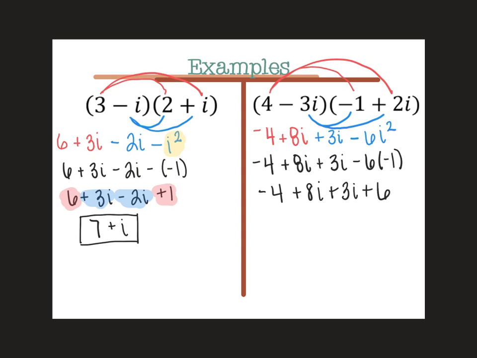Then I can combine my like terms. We combine our real numbers and we combine our imaginary numbers. -4 plus 6 is 2. 8i plus 3i is 11i. This is already in standard form since my real numbers are first and my imaginary numbers are written second.